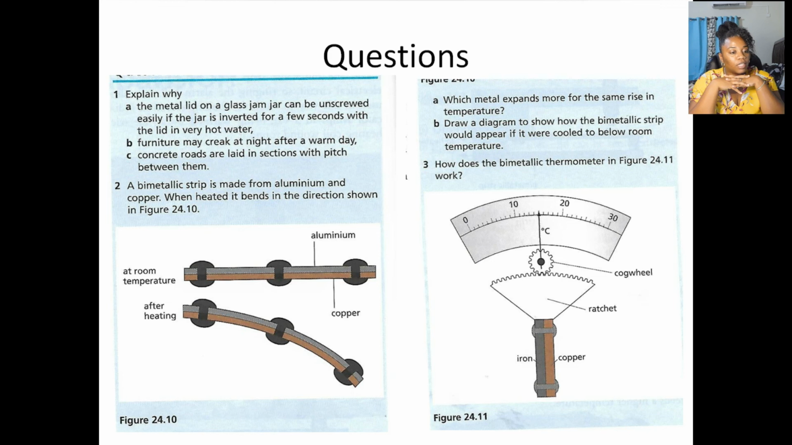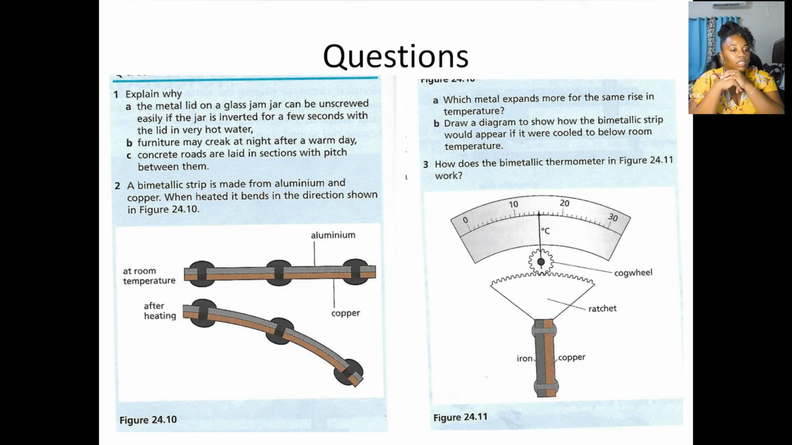Furniture may creak at night after a warm day. Well, during the warm day, the furniture would have expanded. And at night, nights are usually cooler than daytime, so now you have contraction happening. There's contraction of the furniture, so you would hear that.